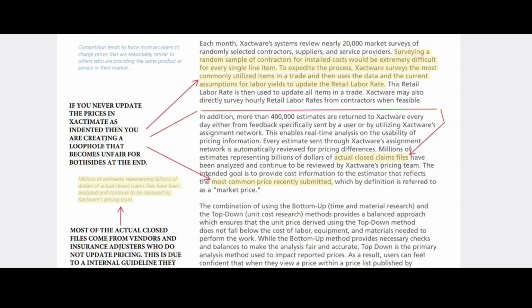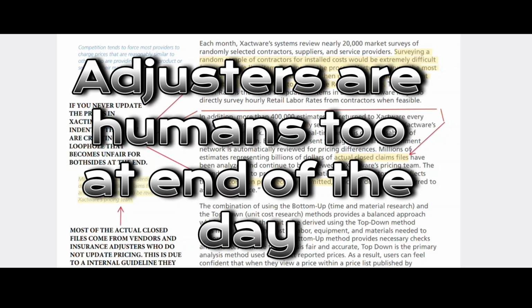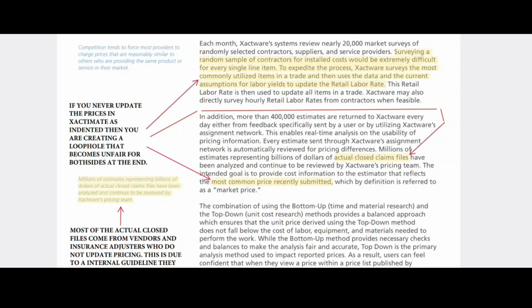the contractor, your client, and on the other side, the adjuster is the one getting yelled at, told things by the customer, by the contractor, and probably by their bosses as well. So do them a favor, update the numbers. Don't make the same mistake over and over and over again.